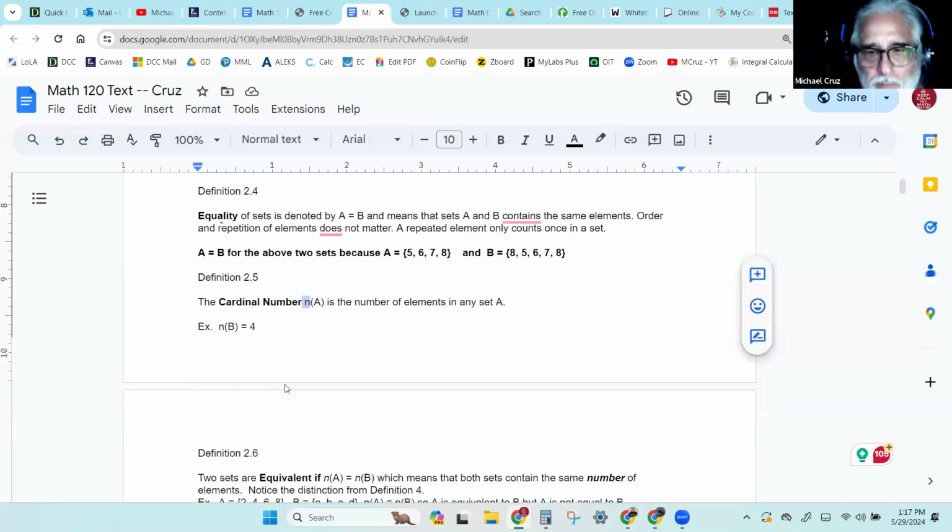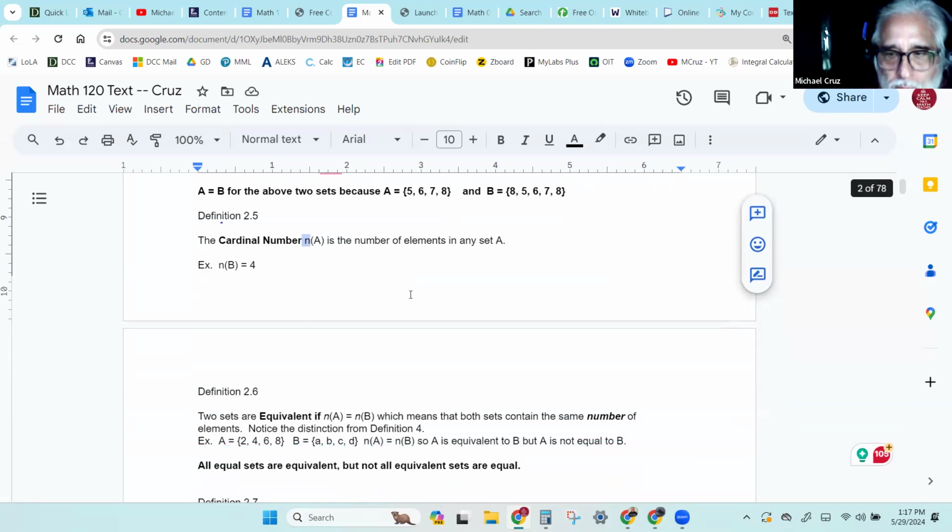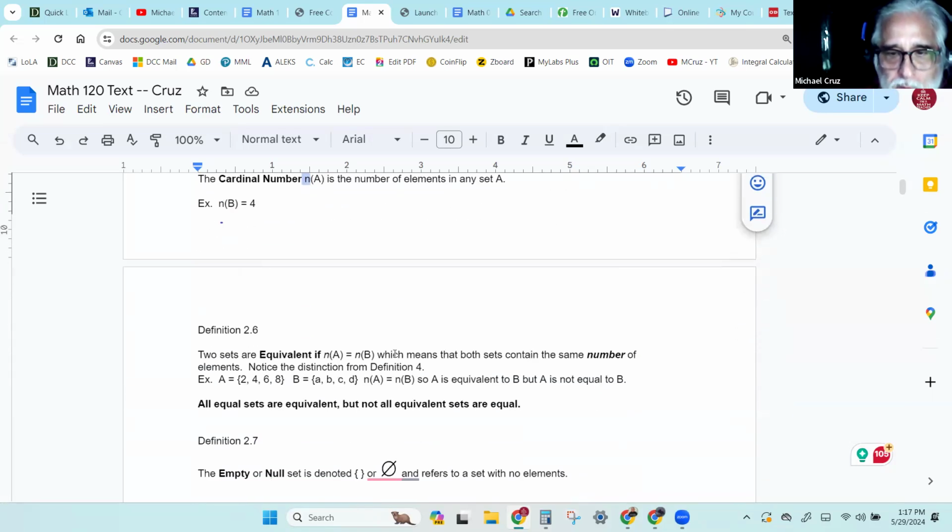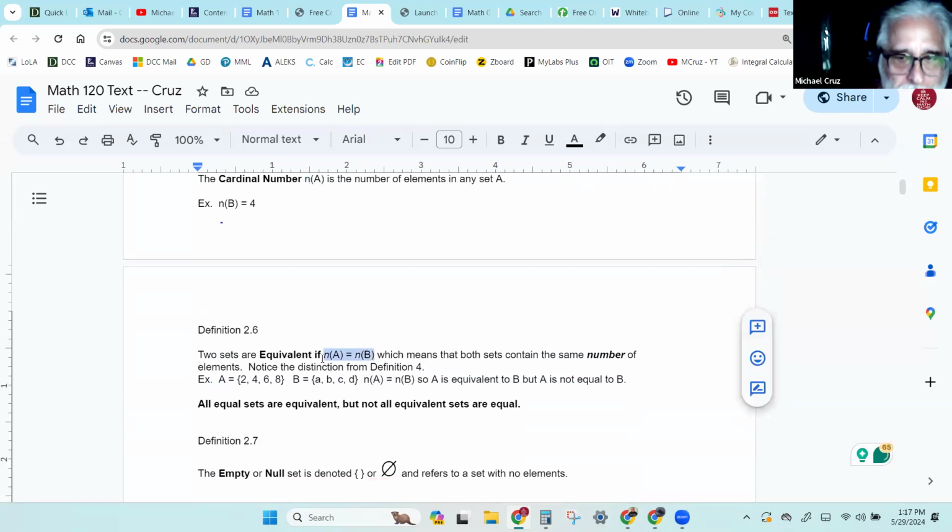All right. So if the counts of each set are the same, they can be equivalent even if the elements are not exactly the same. Let me show you what I mean. If two sets are equivalent, then the number of elements in one set would be the exact same number of elements in the other set. They do not have to be the exact same elements.